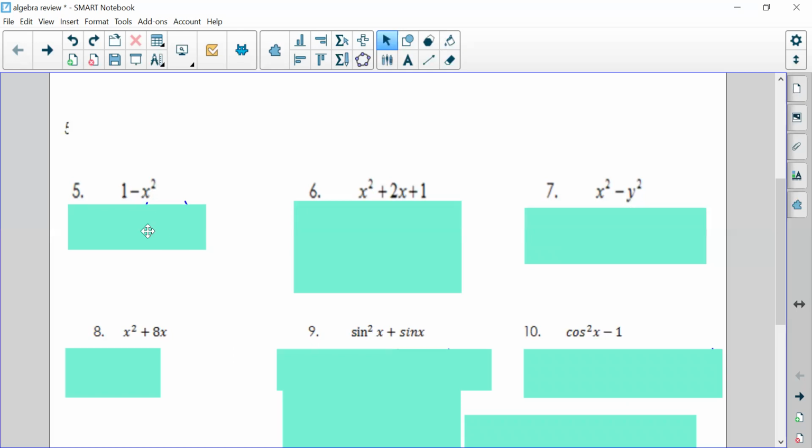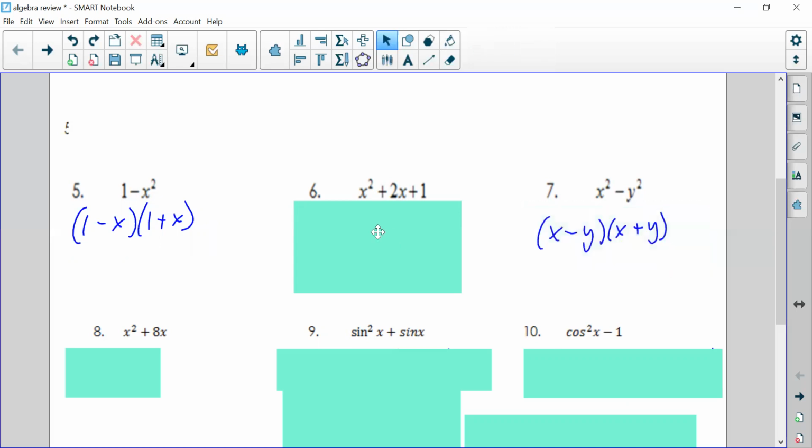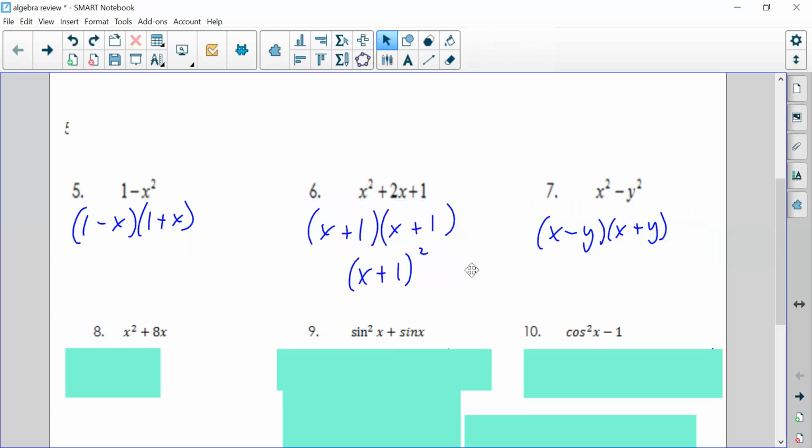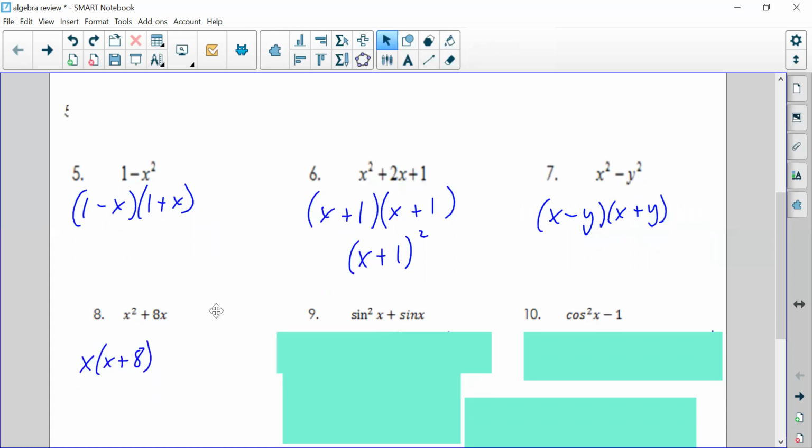Number 5 is also a difference of squares. It's going to really help you to identify when you've got a difference of squares. Same thing with number 7. Number 6, there are two numbers that multiply to 1 and add to 2. It's x plus 1 and x plus 1. So that is x plus 1 squared. And number 8, again, GCF of x. So you could factor that x.